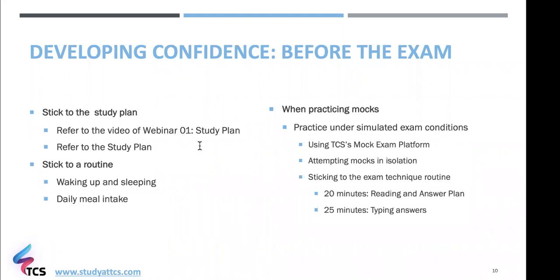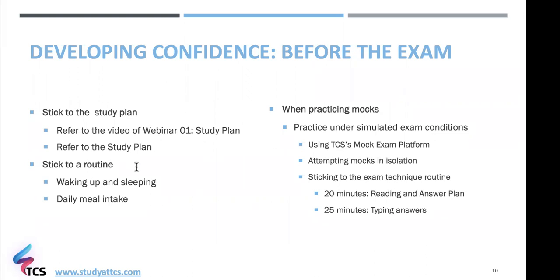So if you could not attend the first webinar, I invite you guys to attend or watch the recorded version of the webinar where I've explained the study plan in depth, and refer to the study plan via our website. Then you can easily keep track of where you stand and what you need to do on a week by week basis.